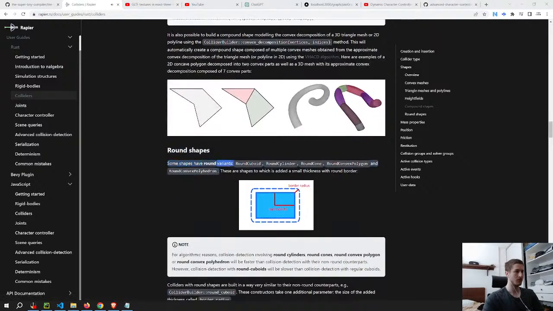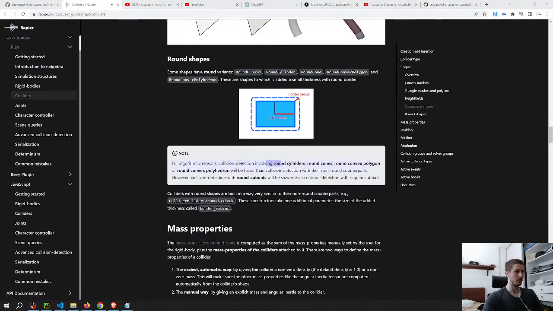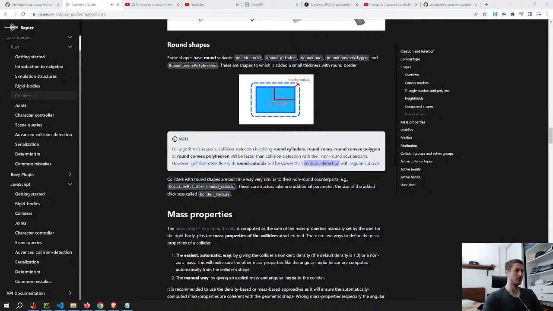Round shapes. Some shapes have round variants: round cuboid, round cylinder, round cone, round convex polygon and round convex polyhedron. These are shapes which add a small thickness with a round border. For algorithmic reasons, collision detection involving round cylinders, round cones, round convex polygons or round convex polyhedra will be faster than collision detection with their non-round counterparts. However, collision detection with round cuboids will be slower than collision detection with regular cuboids.